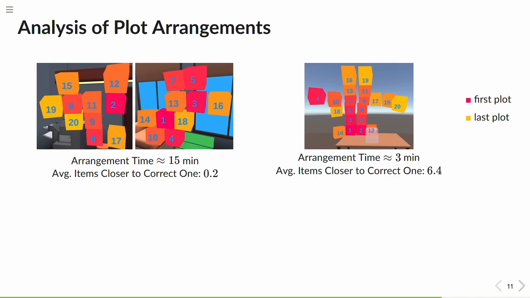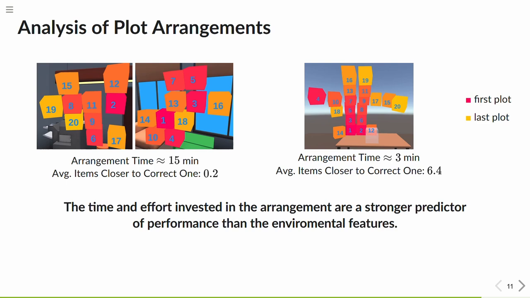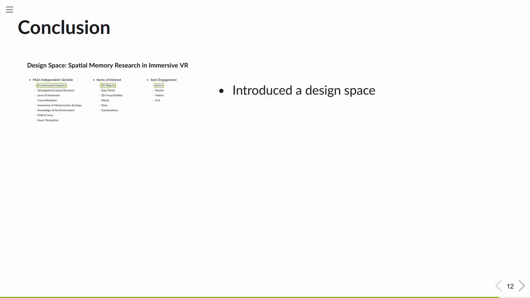In contrast to that, in the second example, the user spent about 3 minutes in the arrangement and had the overall highest error rate. They said they followed a strategy that sounded pretty similar to the first example, but a deeper investigation showed that these intentions had been only partially realized. Instead, the arrangement was strongly inspired by the spawn order and not by the semantics. These findings suggest that the time and effort invested in the arrangement are a stronger predictor of performance than the environmental features.